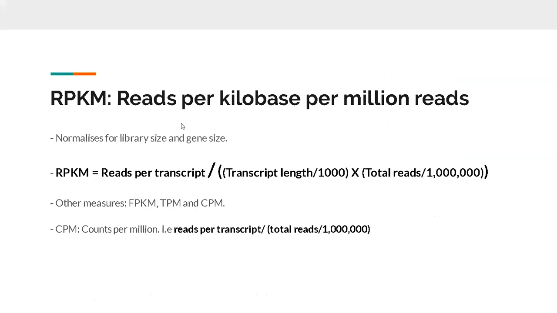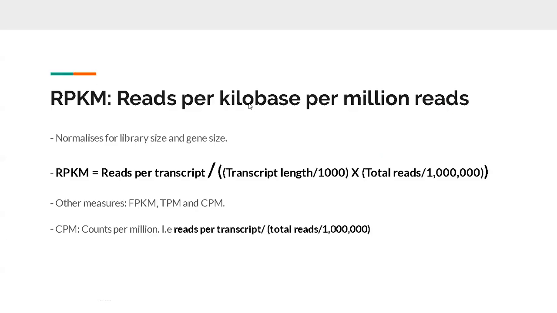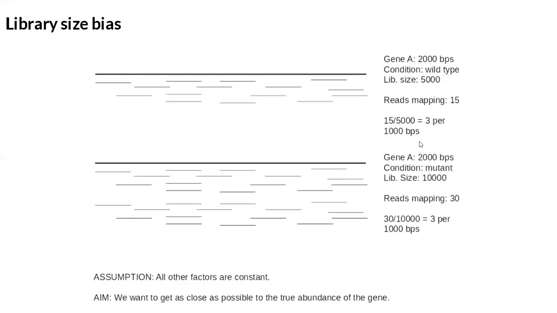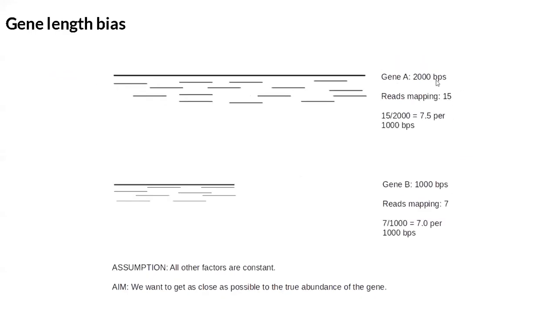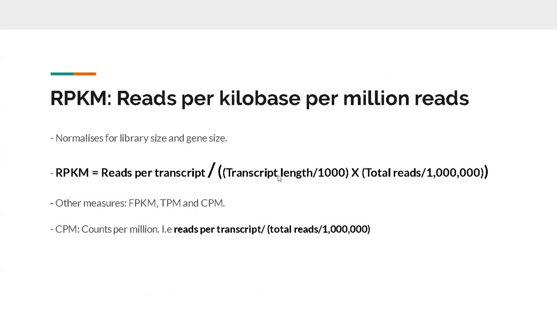So this is what we call the read sizes for library size. In the numerator you have the reads per transcript. In this case, 15 would be that number. So 15 in the wild type condition for gene A would be the reads per transcript, and then you divide it by the transcript length, the length of this gene, which is let's say 2,000 base pairs. So you divide it by that, and you also divide it by the total number of reads.